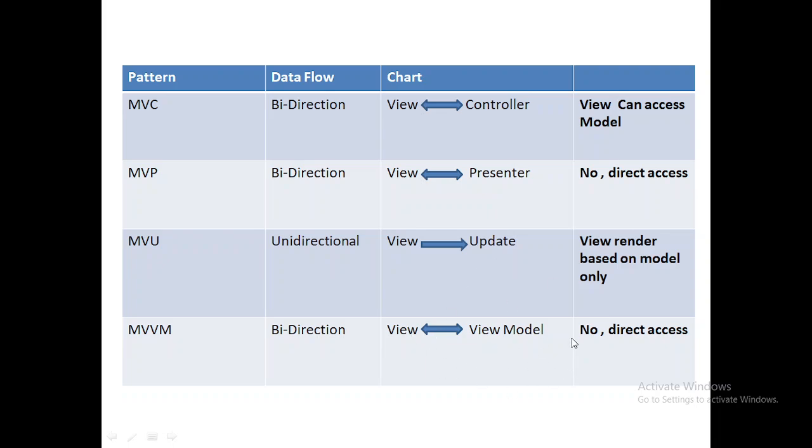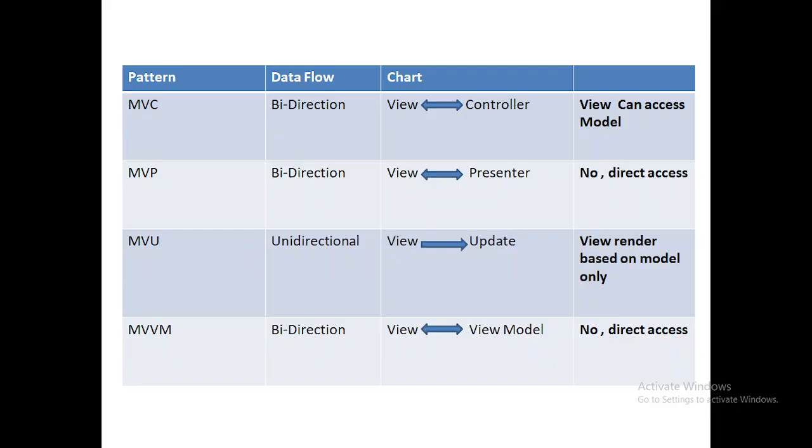That's the reason the view model is not directly accessible to the view, but through binding it's possible. The view model has direct access to the model, so the view model has full control of the model. And indirectly, through binding, it connects to the view. In the upcoming videos I will explain MVVM in more detail, so don't worry about that.